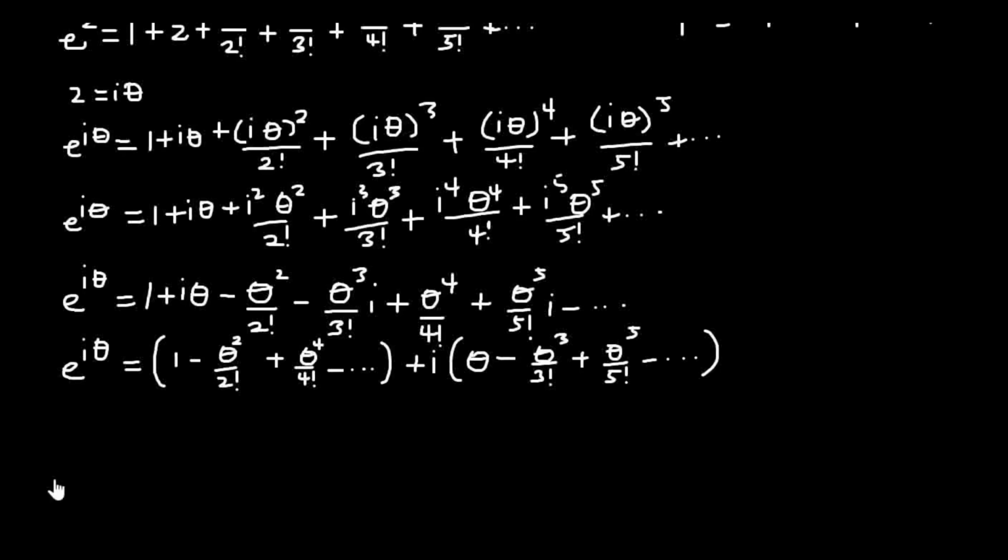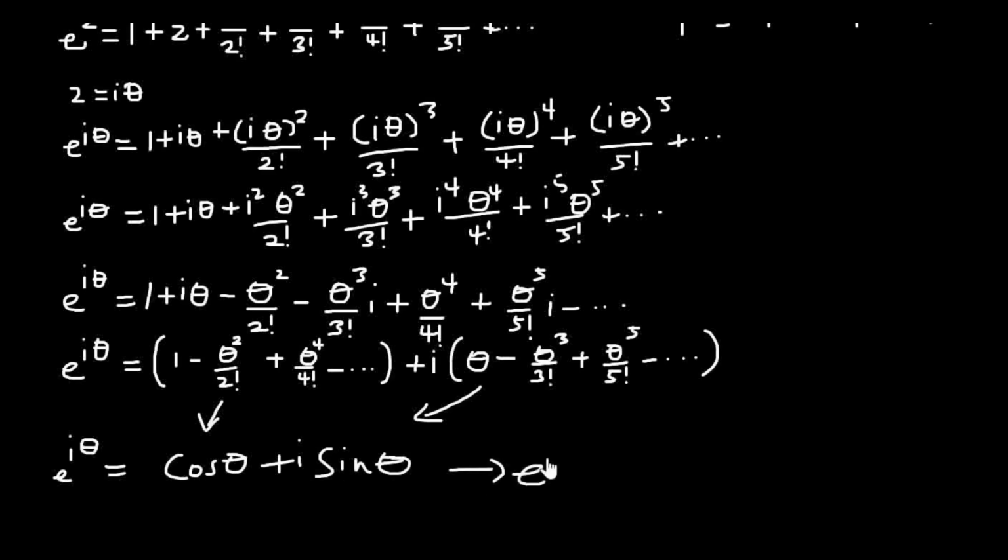Now you have e to the power i theta equal to, this side is equal to cosine of theta, and then plus i multiplying this side, which is equal to sine of theta. Therefore you have e to the power i theta equal to cosine of theta plus i sine of theta. This is what is known as the Euler's equation.